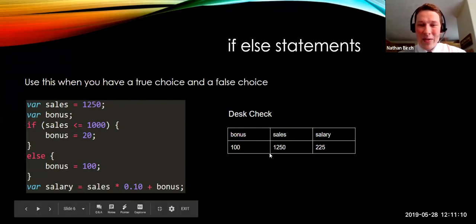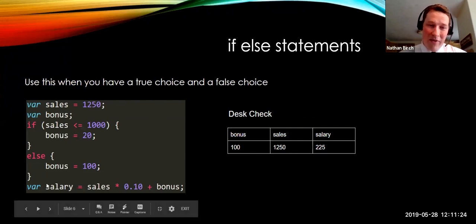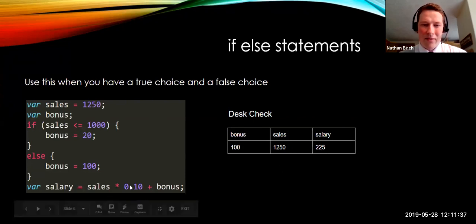So here, sales was declared at 1250, and so we would not touch this block of code. It would check here, sales less than or equal to 1,000. That would be false, and so we wouldn't execute this line of code right here. Instead, we would go to the else block of code, and bonus would get the value of 100. And then we would add all that to our salary, and salary would end up being 225. Okay, well, that's wrong. Sales. Oh no, that's right.